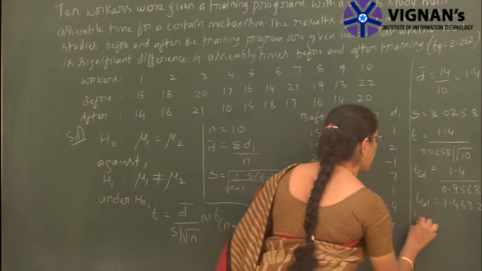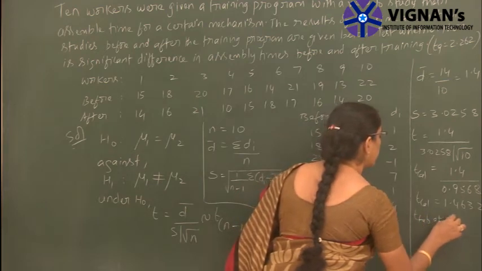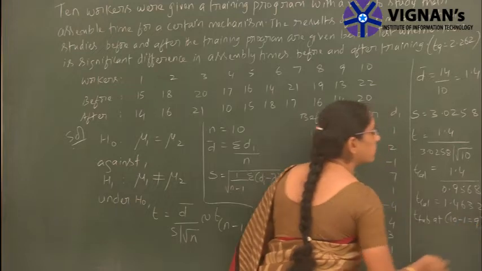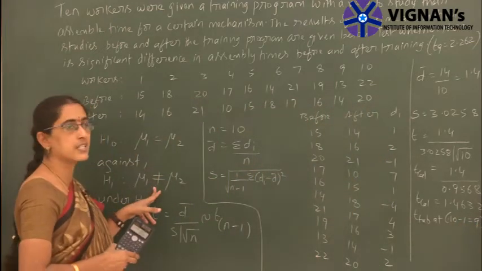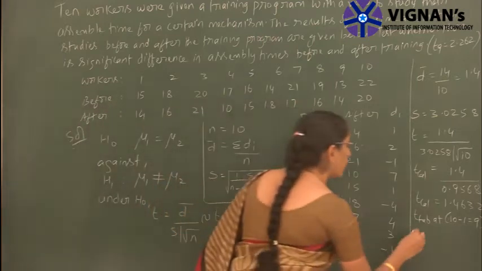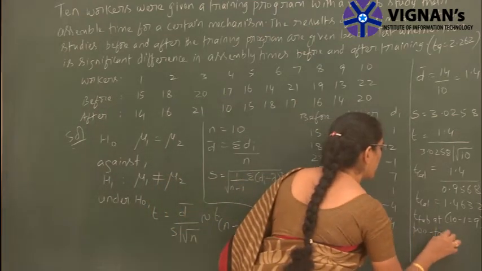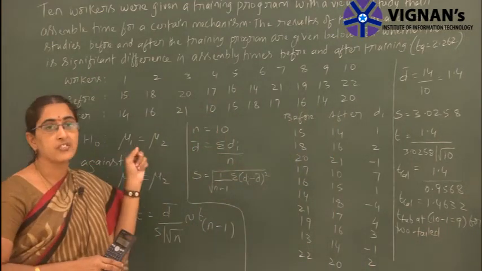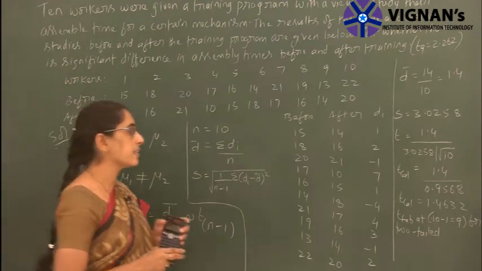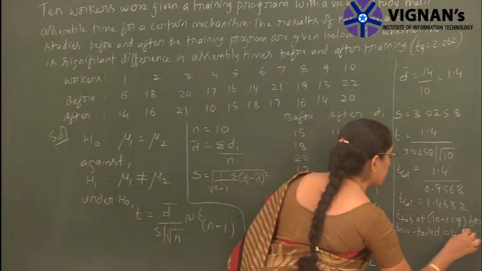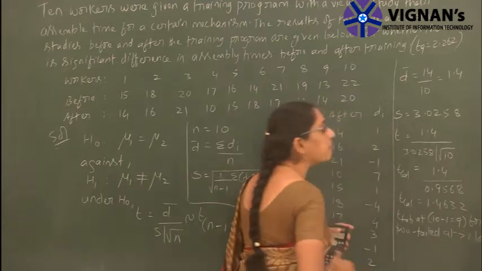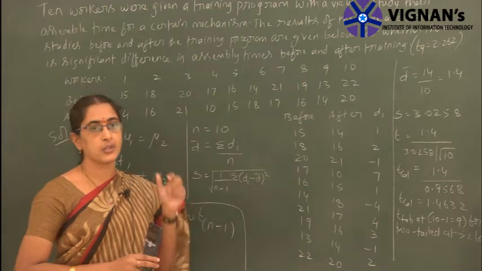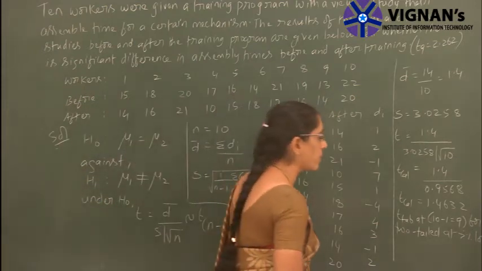Now T tabulated value at 9 degrees, n minus 1, that is 10 minus 1 is 9. For two-tailed here, because our alternative hypothesis is not equal to. And here the level of significance is not mentioned, so by default we have to consider it as 5% level of significance. That means two-tailed 5% means we have to look at the table value of 9 at 0.025. So that is given as 2.262.